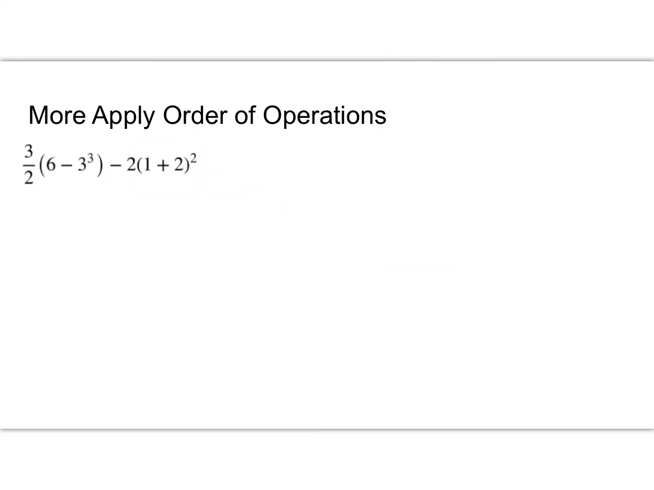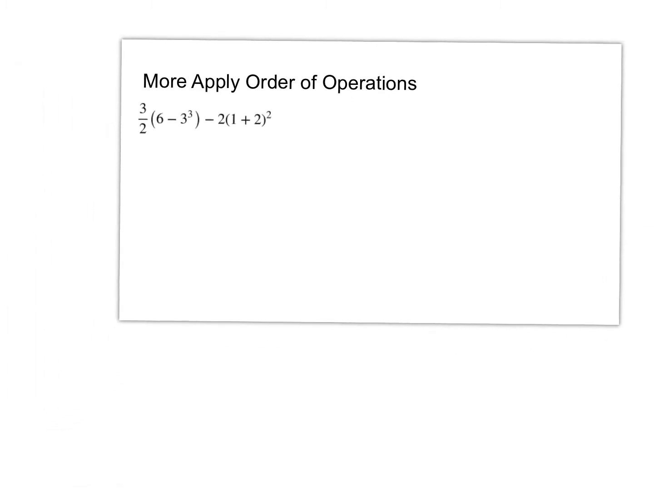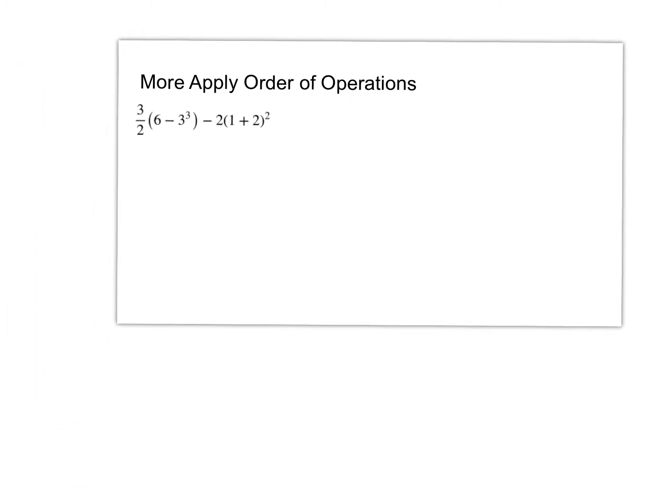All right, let's move on. All right, more. And we have distribution of fraction. We have all sorts of garbage here. So first things first, start with the parentheses. Let's look here. Is there any work to do inside that parenthesis? The answer is yes. So 3 halves, parentheses. Now, according to order of operations, I'm going to start right here with this exponent. So 3 cubed, 3 times 3 is 9. 9 times 3 is going to be 27.